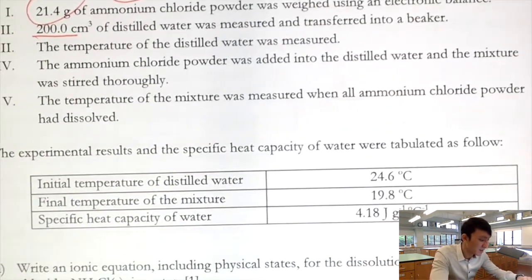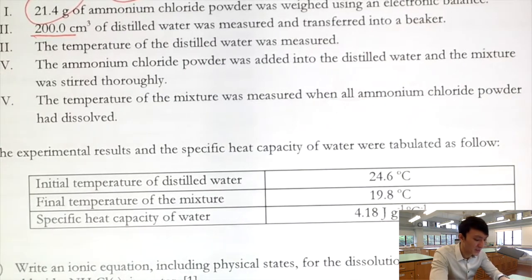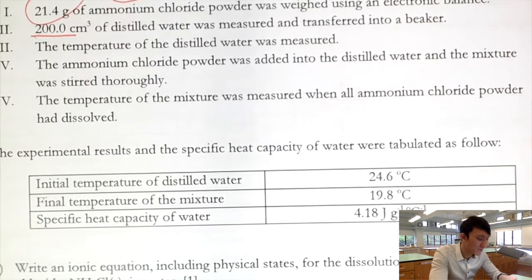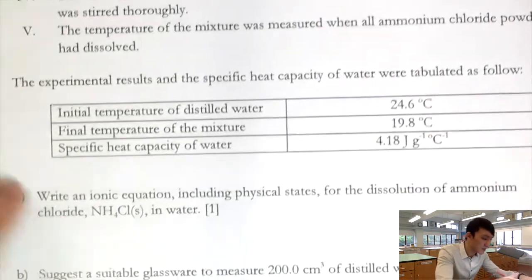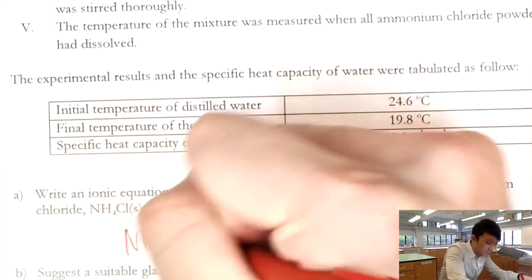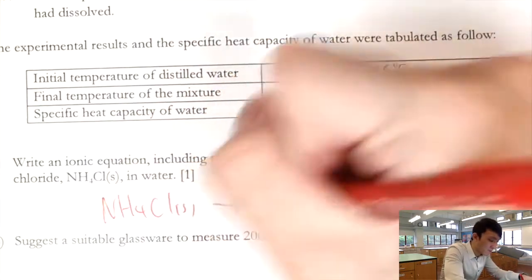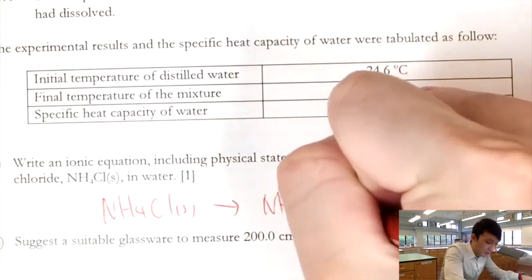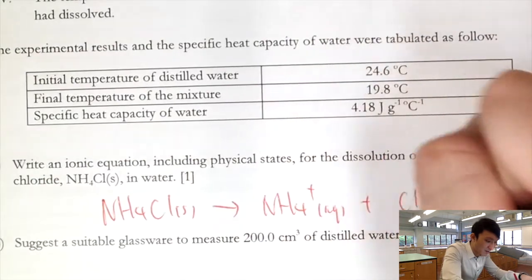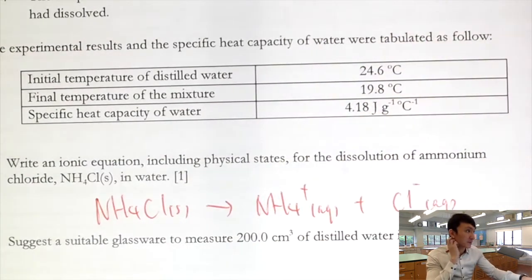Now here, using an ionic equation, including physical state, for the dissolution of ammonium chloride in water. Ionic equation. So this one, as it dissolves in water, it will form ammonium ion and chloride ion. Okay? Aqueous.